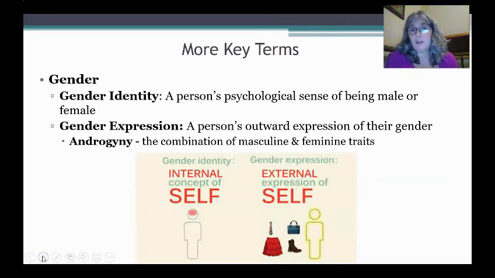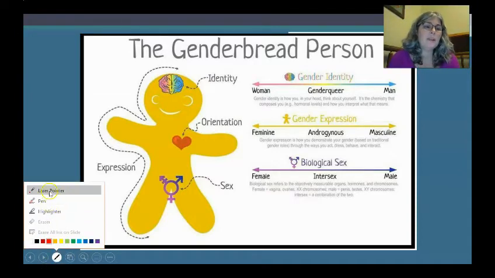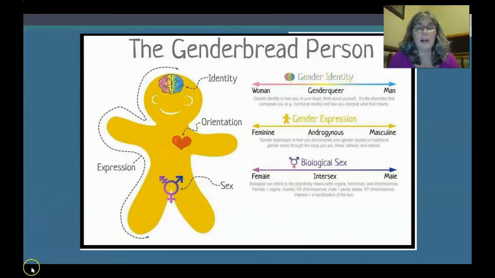And then we have androgyny. Androgyny is a person that combines both masculine and feminine traits. Now, you may or may not have seen this. There are a lot of different versions of it. We're going to look at two today. The first one being the genderbread person. And let me get my laser pointer out to help us along. Okay, let's look at our genderbread person.